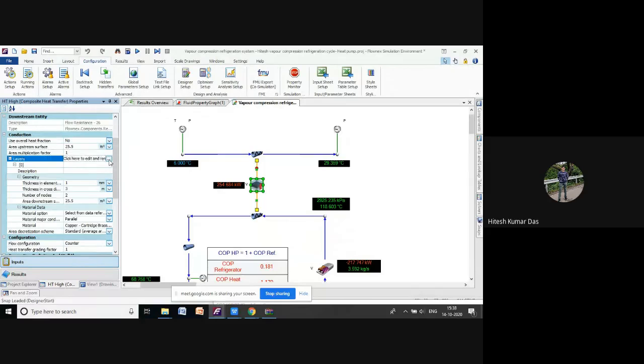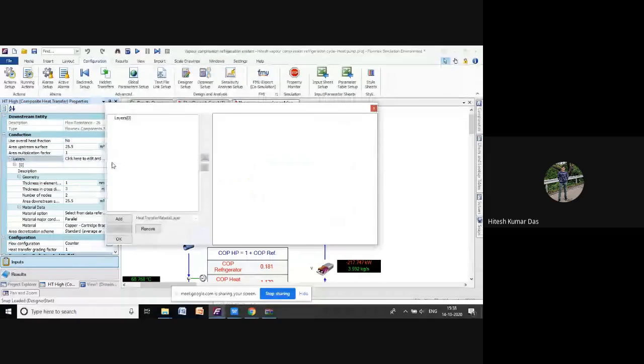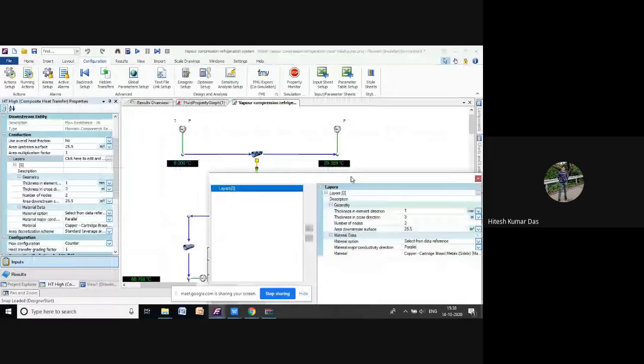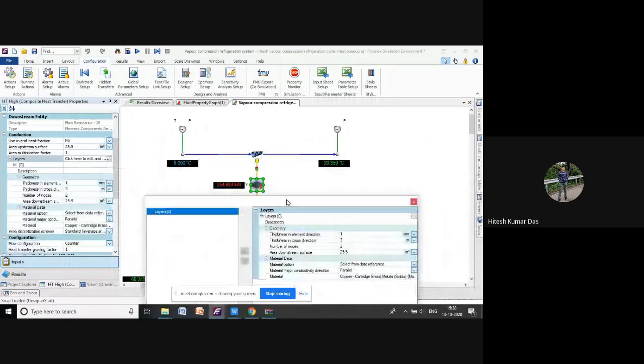For conduction, you can see the layer option is there. In layer, if you double click on it, you can see the layer. In that layer, you can assign all the pipe properties. In the pipe properties, you can see thickness in element direction, meaning the thickness of the pipe. Thickness in cross direction means 3. Here the length of the pipe is 3, and the number of nodes is 2.